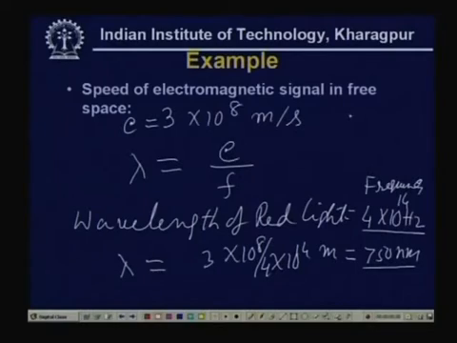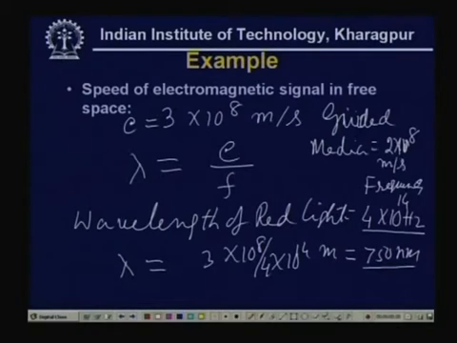Obviously, whenever it is sent through some guided media, as we shall see, the speed will be smaller, say equal to 2 into 10 to the power 8 meter per second.